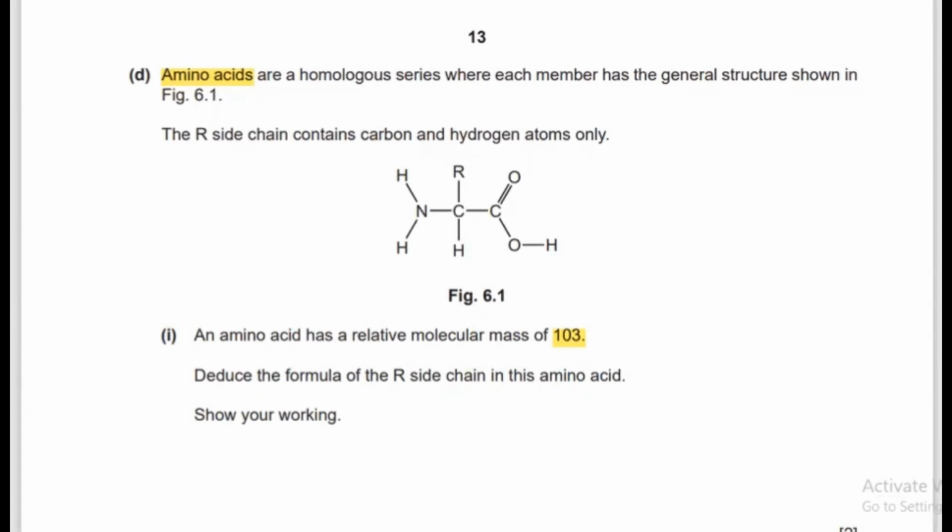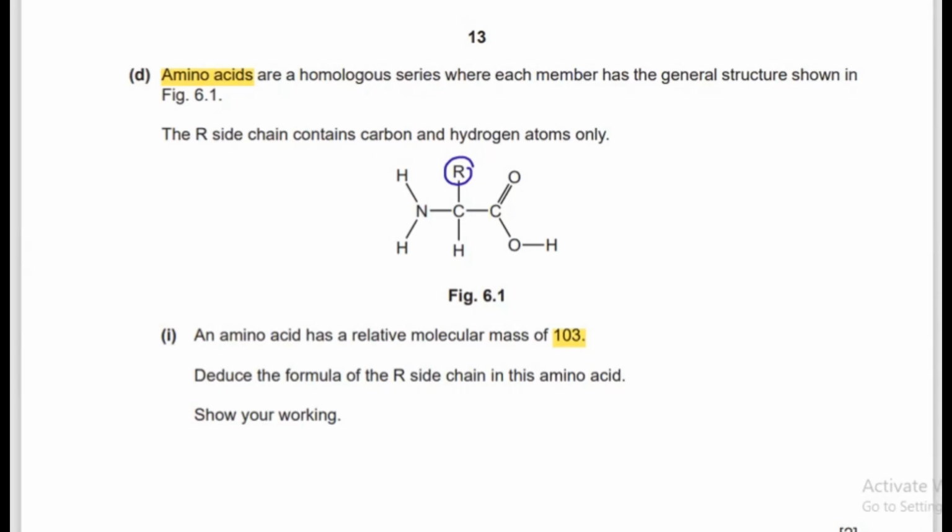The next part is amino acid homologous series, where each member has the general structure shown in this figure. R is the side chain. So this is the side chain, and the rest of the structure is fixed for amino acid. An amino acid has a relative molecular mass of 103. Deduce the formula of the R side chain in the amino acid.